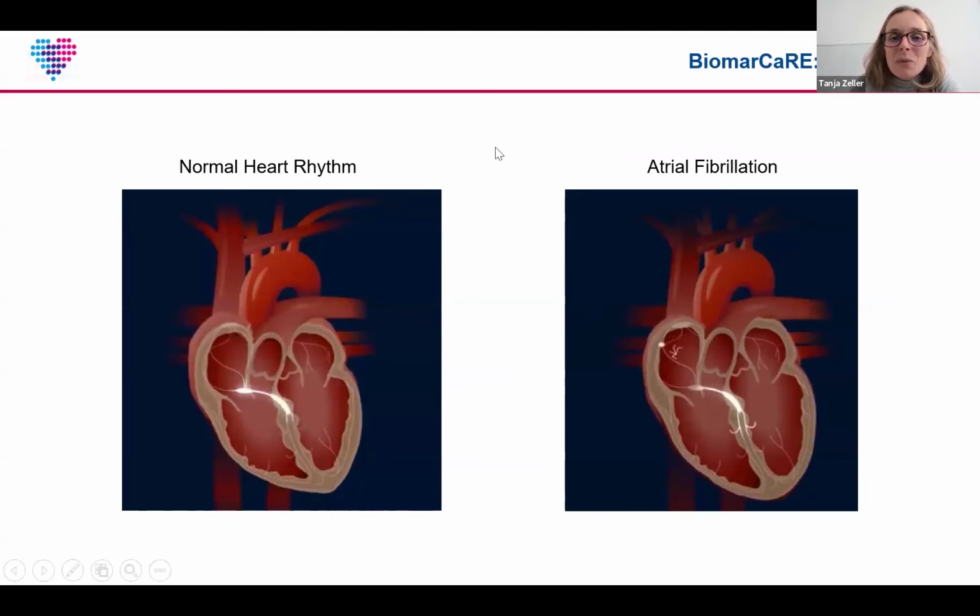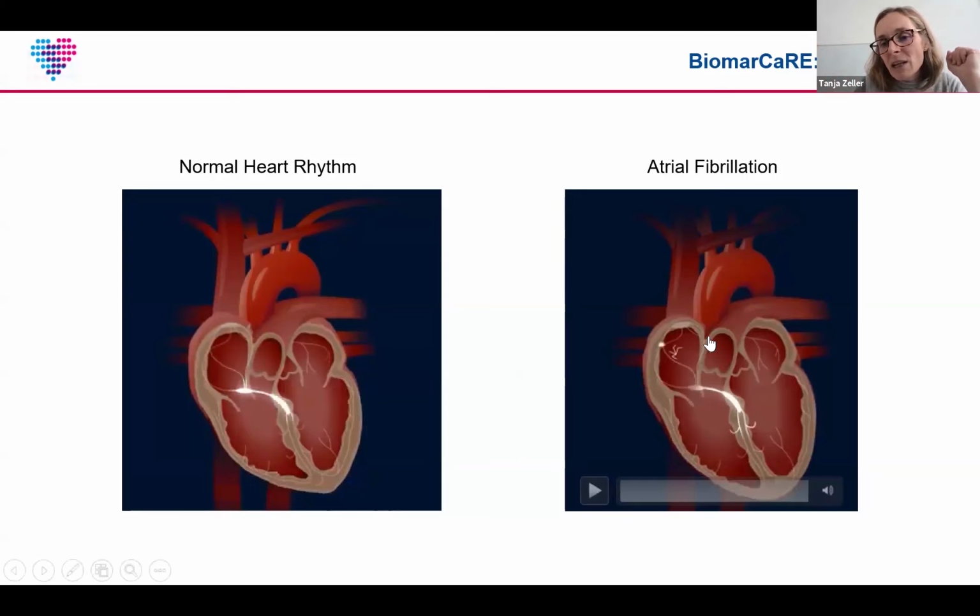So the next project we went on with, we wanted to evaluate the value of metabolites with atrial fibrillation. And maybe you can see it here. In the normal heart rhythm, you have the electrical conduction that makes the heart really pump. This goes from here, from the atria, the Vorhöfe, across the walls into the ventricles. And then the heart can regularly pump.